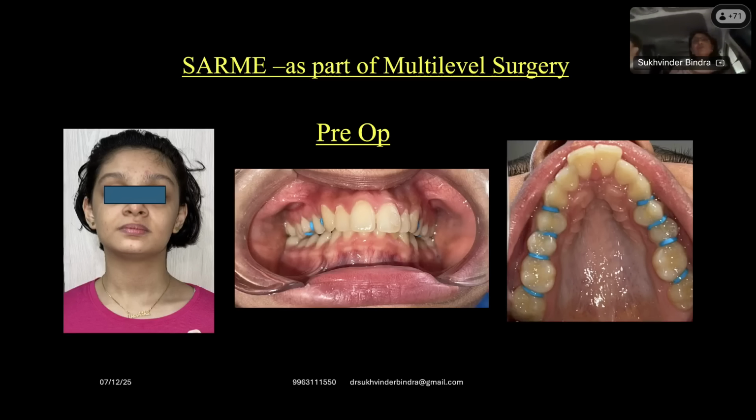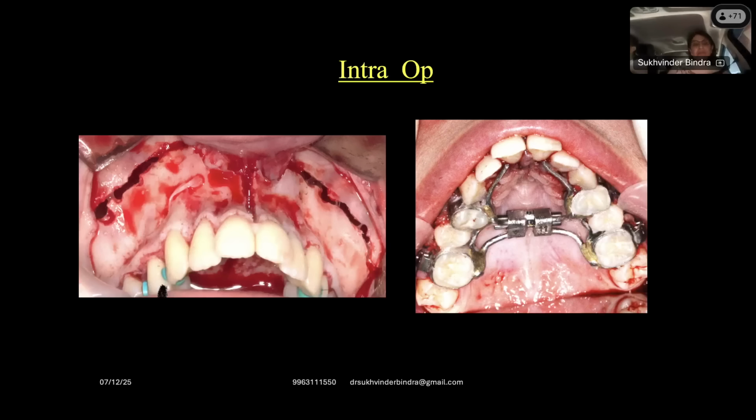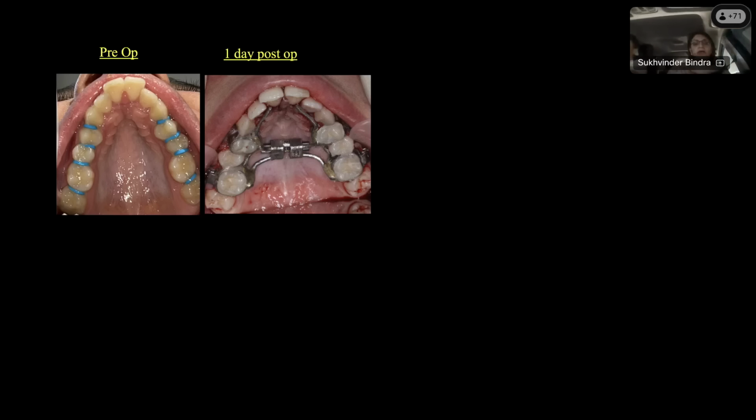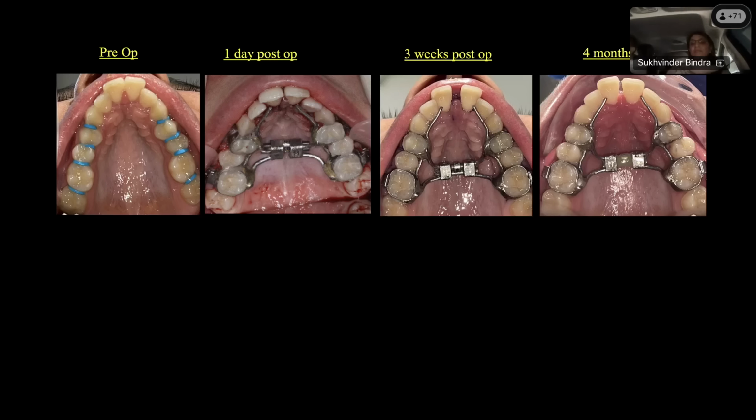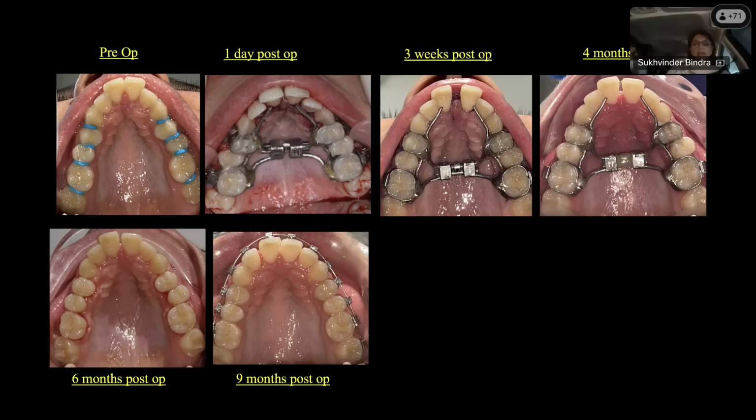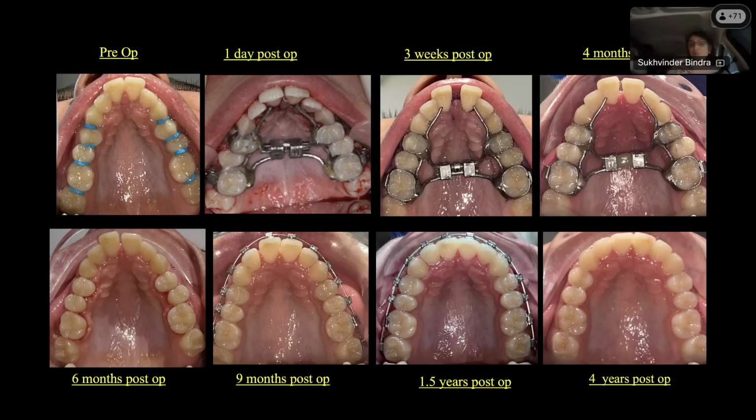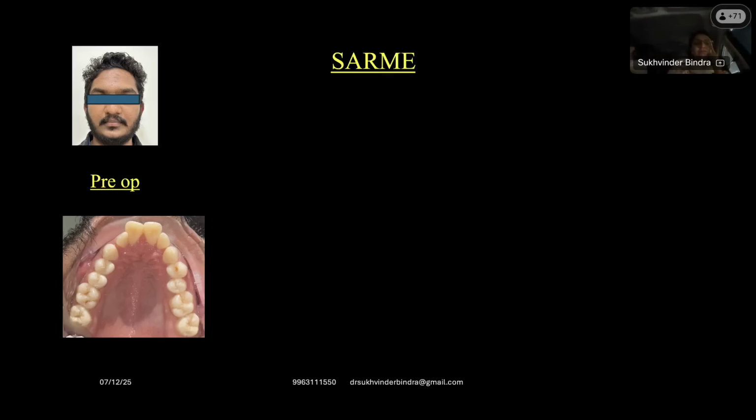Another case who was treated as a part of multi-level surgery, where this kid, a 17-year-old girl, had undergone adenotonsillectomy and SARMI in the same general anesthesia. So this is how she came. So 1 day post-op, 3 weeks and 6 months, 9 months. And this is how she is after 4 years of post-operative, and the symptoms have subsided.